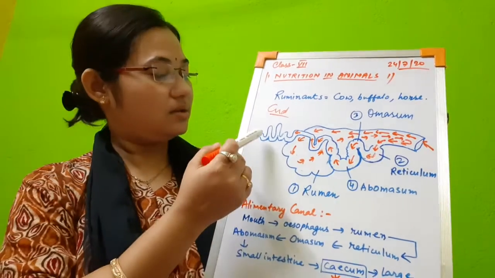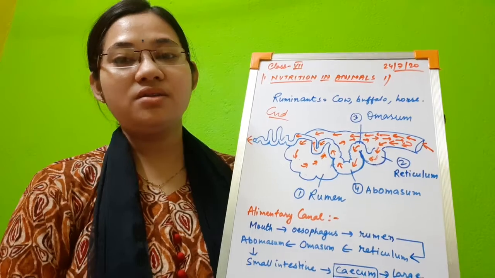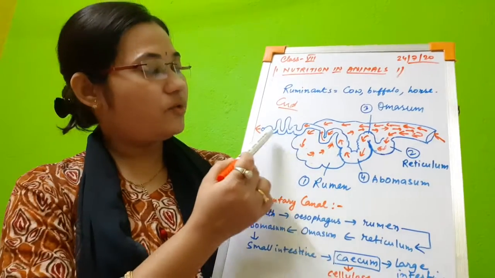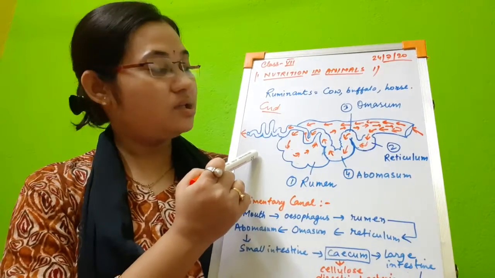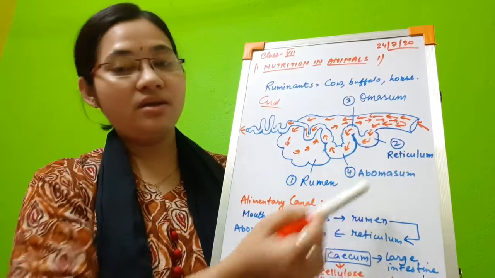The waste of food that is released is known as dung, like cow dung or horse dung, etc. So what are the four parts in case of ruminant animals? Rumen, reticulum, omasum, and abomasum.